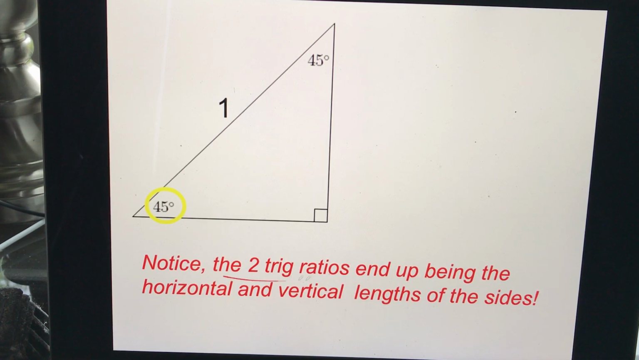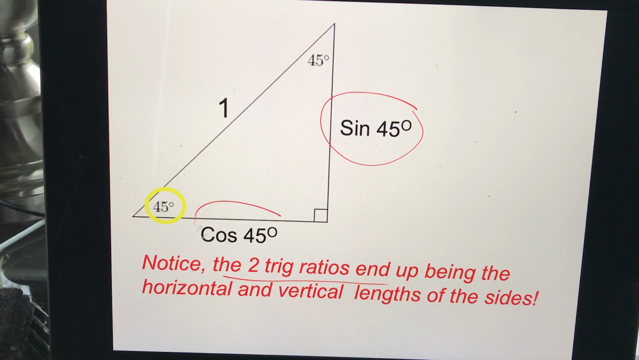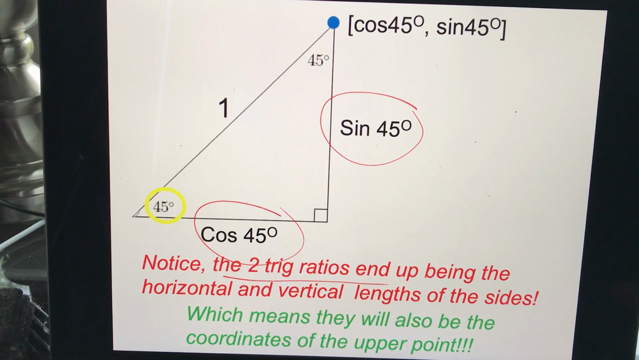So we notice these two trig ratios end up being just the horizontal and vertical lengths of the sides, right? Sine 45 is root 2 over 2 and cos 45 is root 2 over 2. So what that means is that if I start here at my origin, 0, 0, I go right 0.707, which is the same as root 2 over 2 over 1, which is the same as cos 45. And the same idea here, which is sine 45. So it's actually pretty cool.